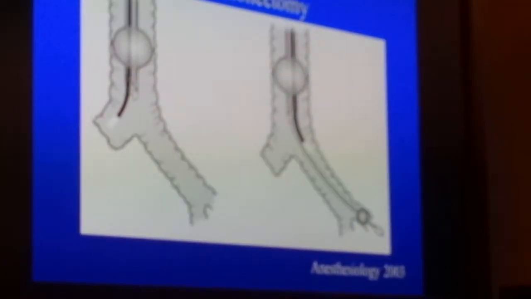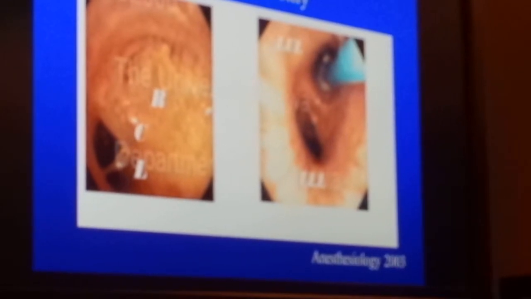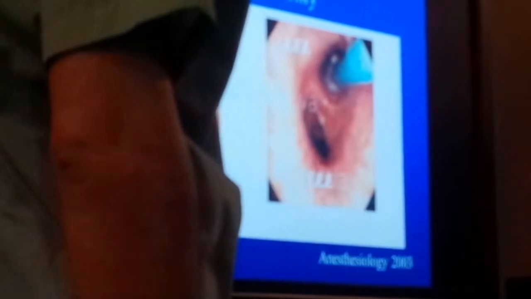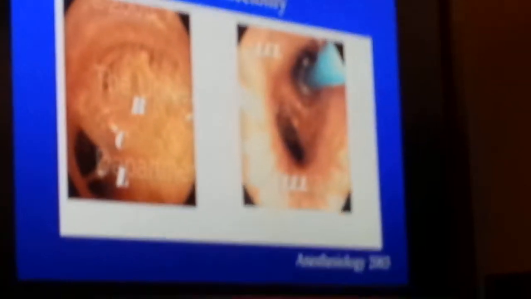So this is how it looks like. It's the bronchial blocker in the right upper lobe, left lower lobe, sorry. The left upper lobe, sorry. Left upper lobe is isolated. Left lower lobe is ventilated. This is the stump of the right main bronchus because the patient has pneumonia in the right side.